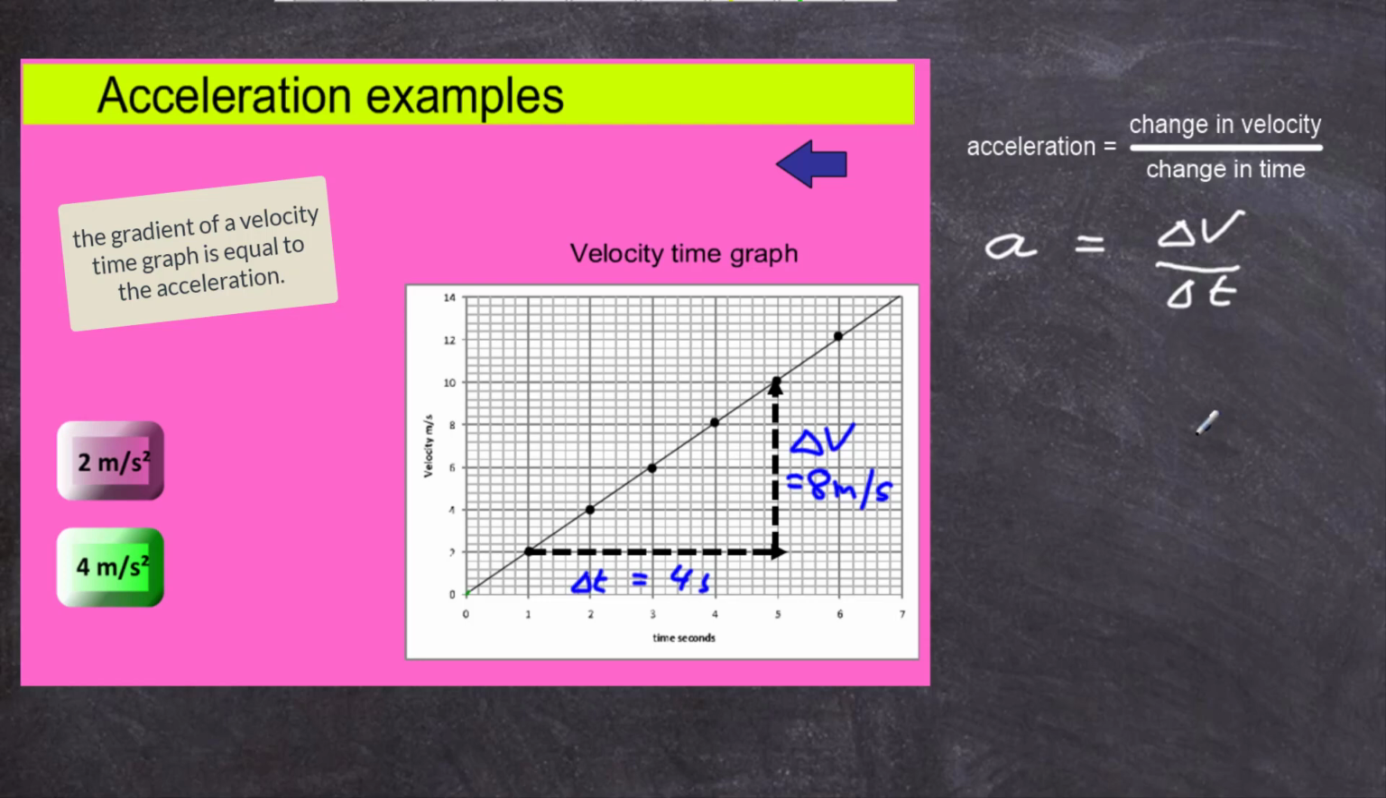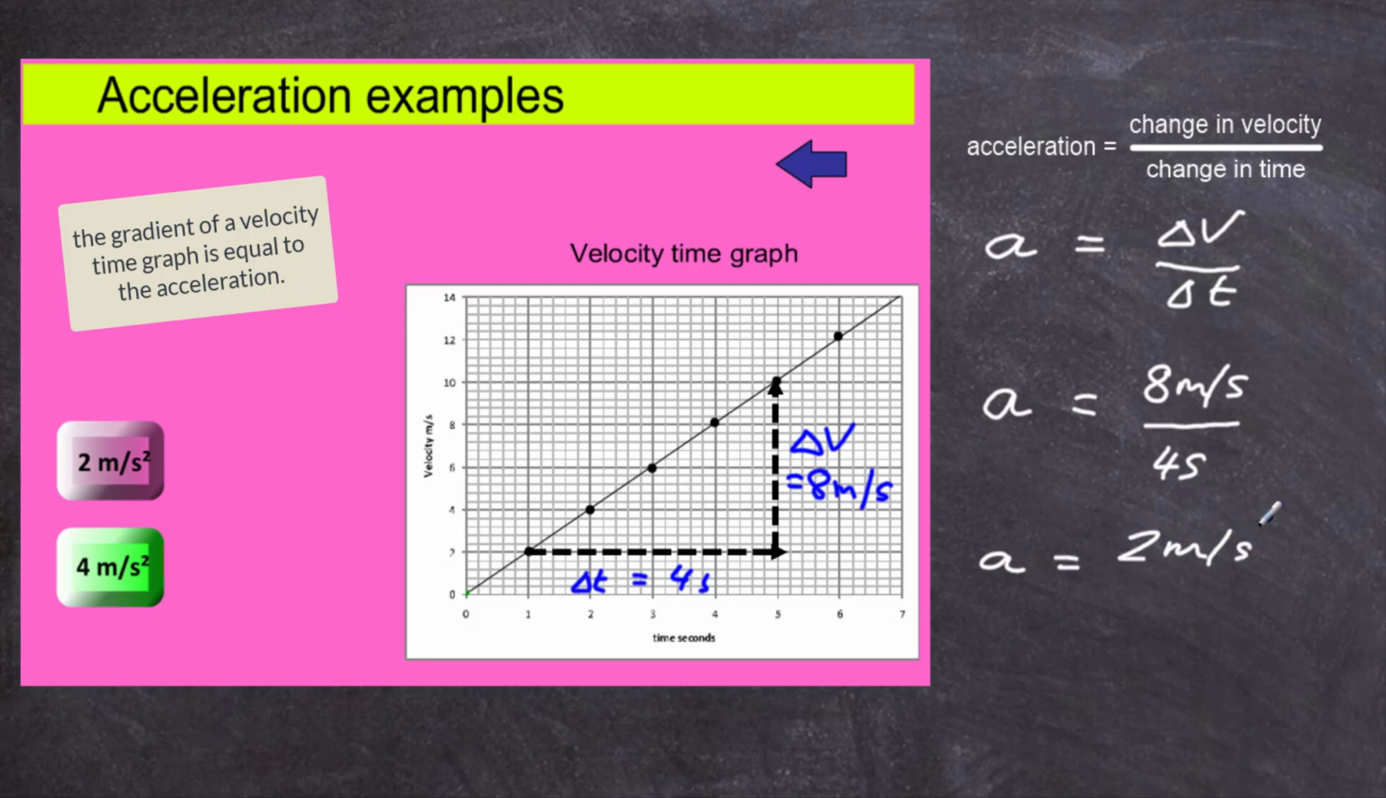So we'll plug the numbers into our new formula, written in a different way. So acceleration equals delta v, which is 8 meters per second, divided by the delta t, which is 4 seconds. So my acceleration is going to be 2 meters per second every second, and I write it that way. And that concurs exactly with what we have in the button.